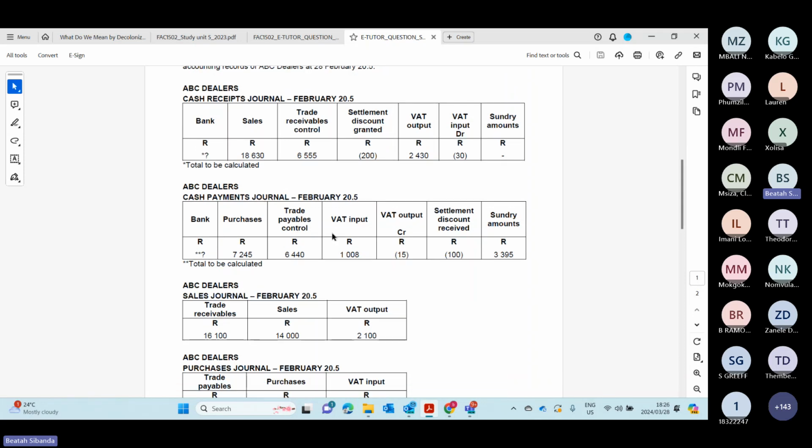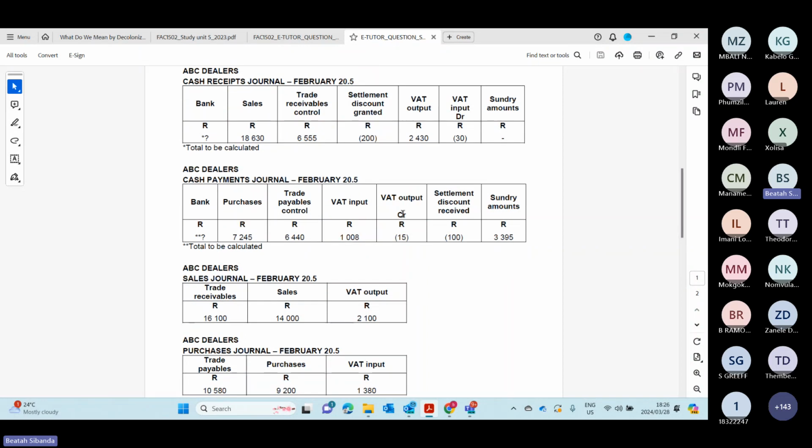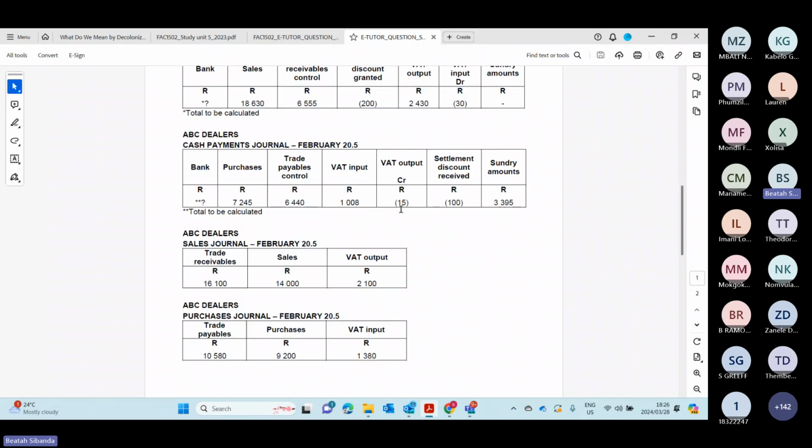So it means we paid our creditors here by cash, and then this is the portion of the VAT input, and then this is the VAT output. So if ever there was any adjustment to correct input tax, we would have to adjust by accounting for output tax. And then we have settlement discount received, and then we have sundry amounts, which relates to any other things that we purchased for cash.